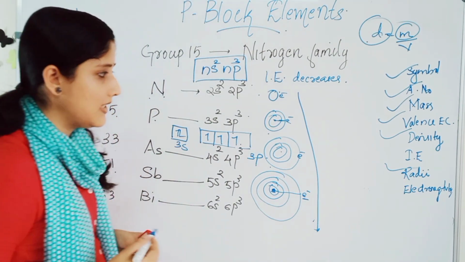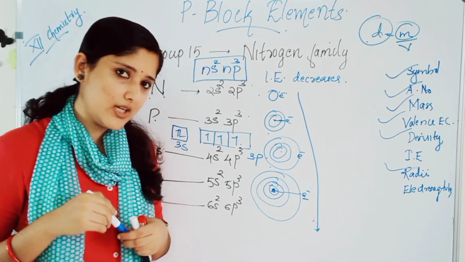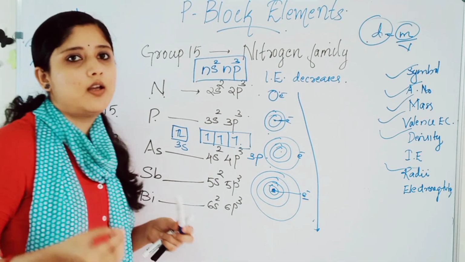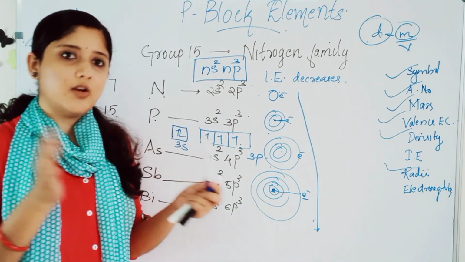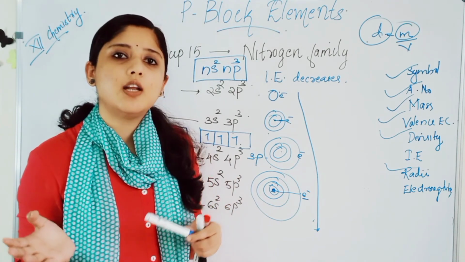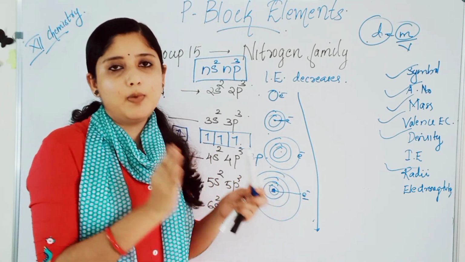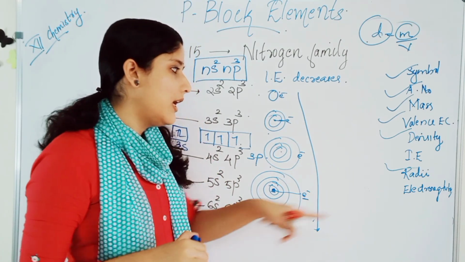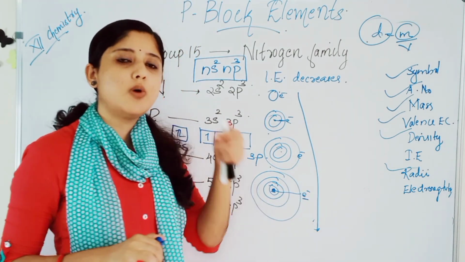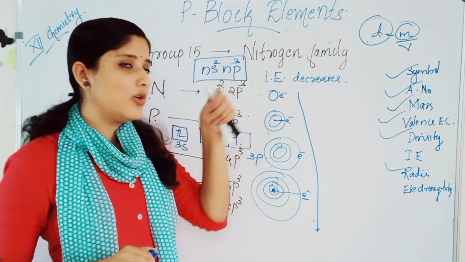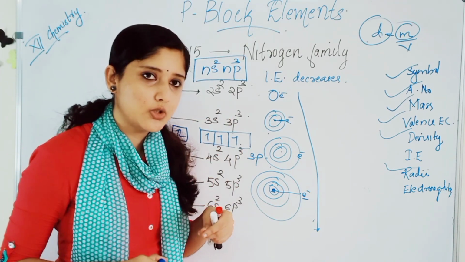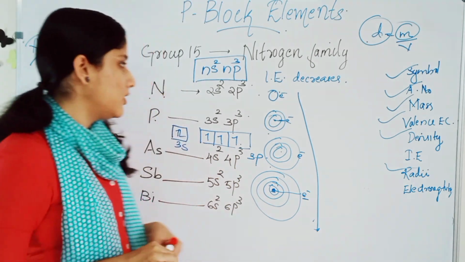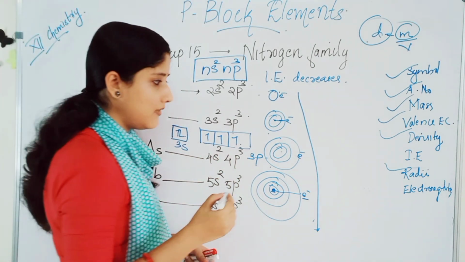Ionization enthalpy decreases. Similarly, what is electronegativity? The ability of an atom to attract shared electrons towards itself is called electronegativity. Similar to ionization enthalpy, electronegativity values also decrease down the group. So what is the order of electronegativity?